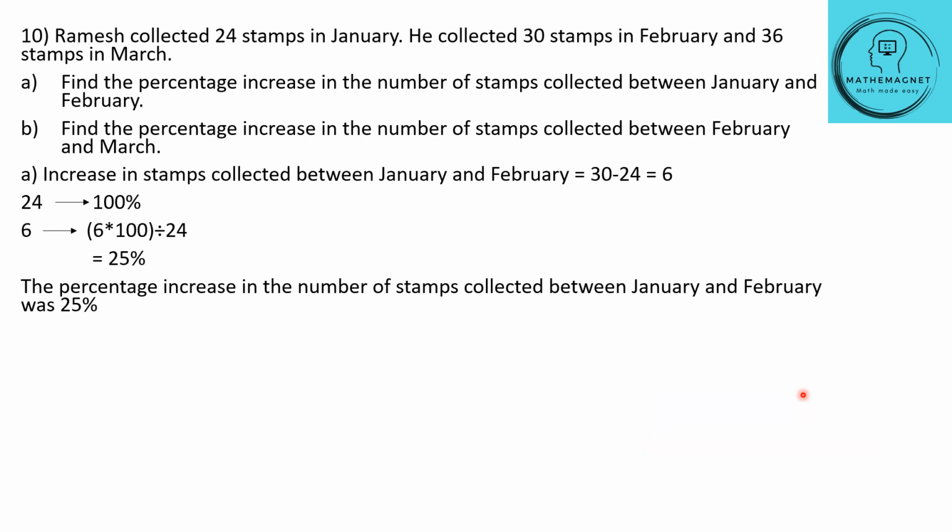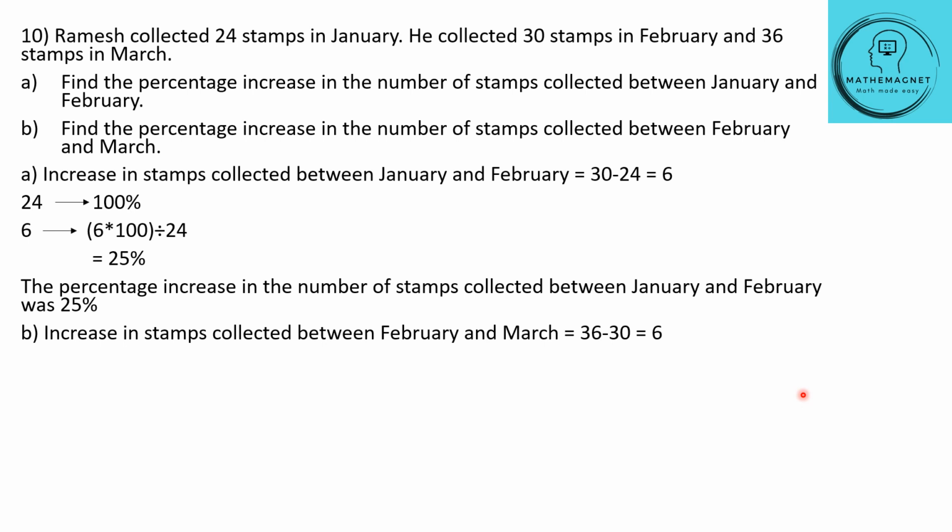Now let's move on to question B. Increase in stamps collected between February and March was 36 minus 30, correct? In March, the number of stamps collected was 36. So the difference in number of stamps between February and March was 6 again.